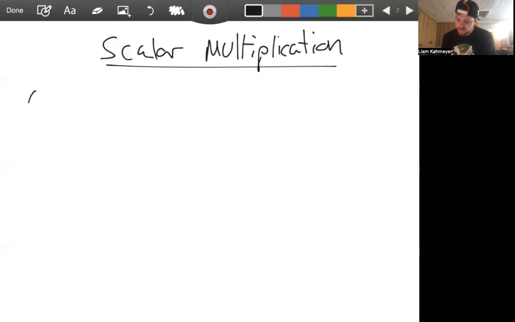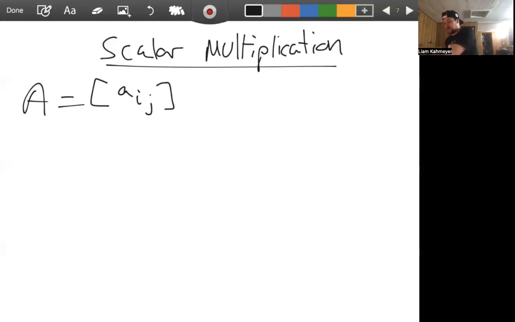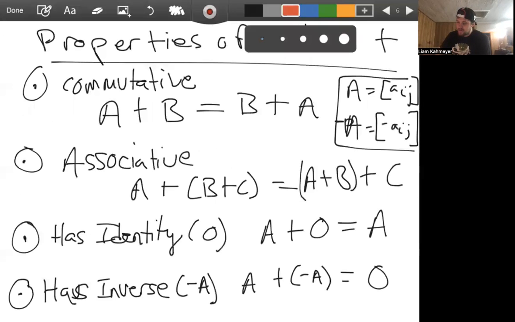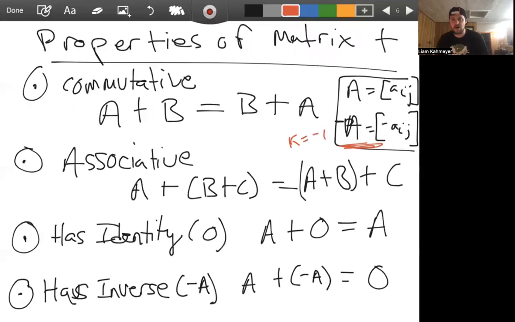With a matrix. So let's again say we have this matrix A, which is given by Aij. And then let's take some real number K to be a scalar. Then we can define a scalar multiple of a matrix as you just multiply every entry of your matrix by this number K, which is really here, this negative A. This was just for K equals -1, right? This was scalar multiplication of the matrix A for K equals -1.